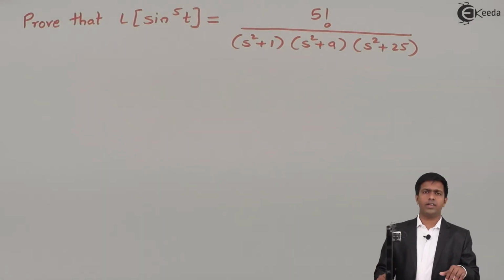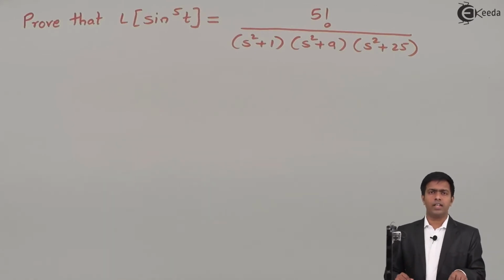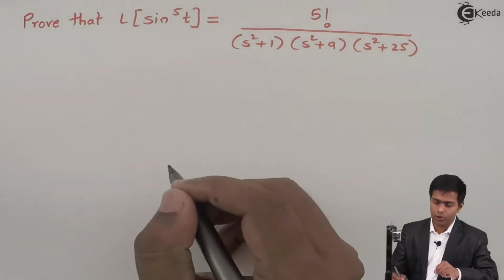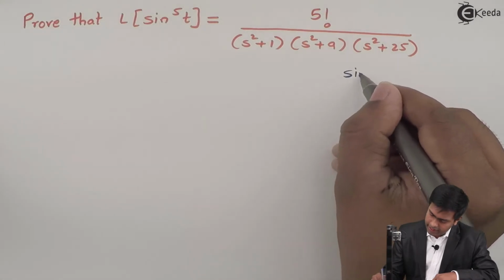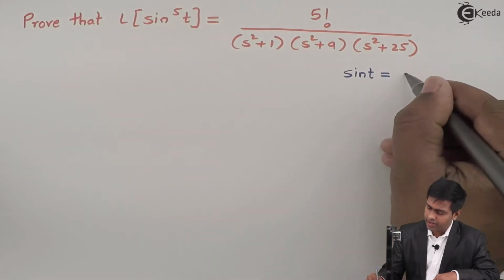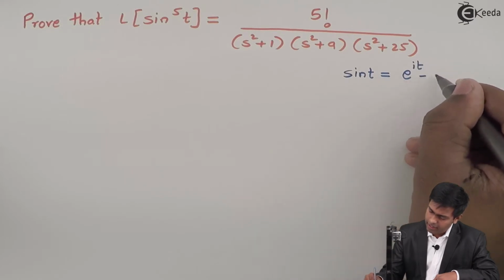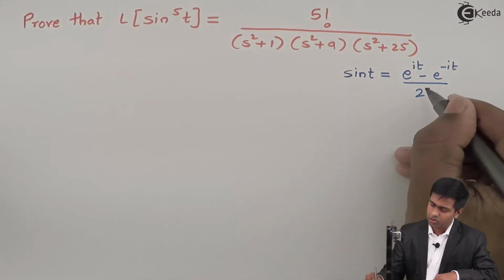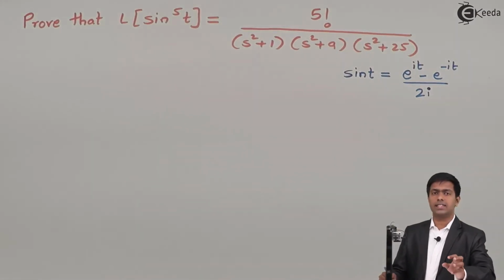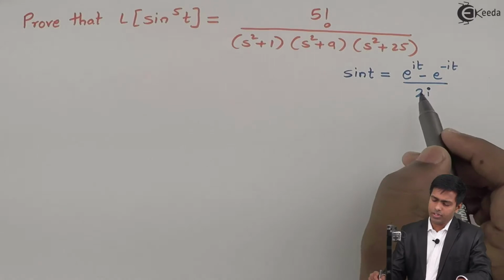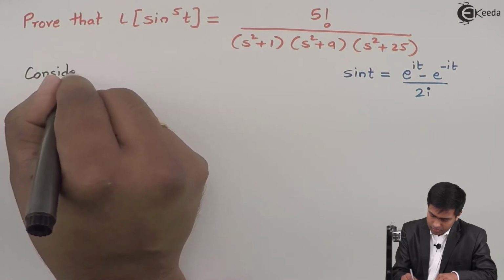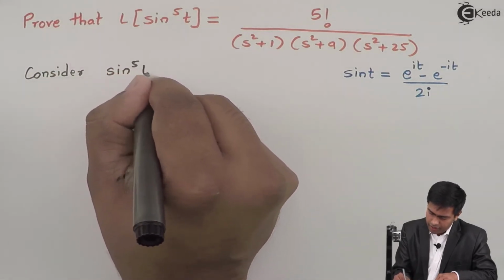For that, I'll tell you one formula of sin t in terms of exponentials. The formula for sin t in terms of exponentials is (e^(it) minus e^(-it)) upon 2i. We get it by Euler's rule. Now we'll use this formula here. So consider the sin^5 t term.